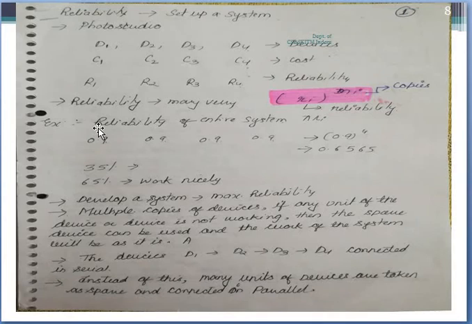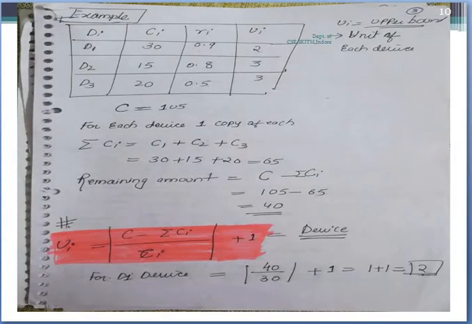So let us consider one example. Here we have the device, the cost, the reliability, and the upper bound. There are 3 devices, the costs associated with the devices are given here, the reliability of the device working correctly, and the upper bound, the maximum amount that we can spare for that, the maximum units that we can purchase for that device. Basically ui is the upper bound, that is the units of each device that we can purchase.